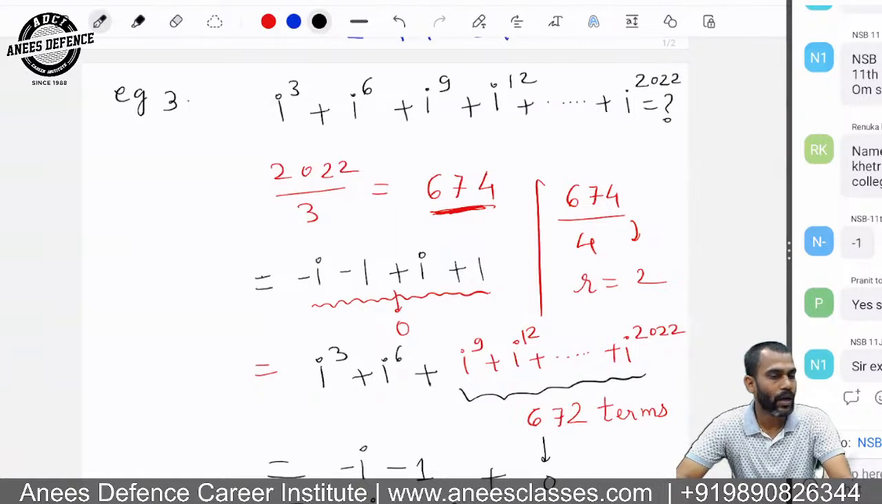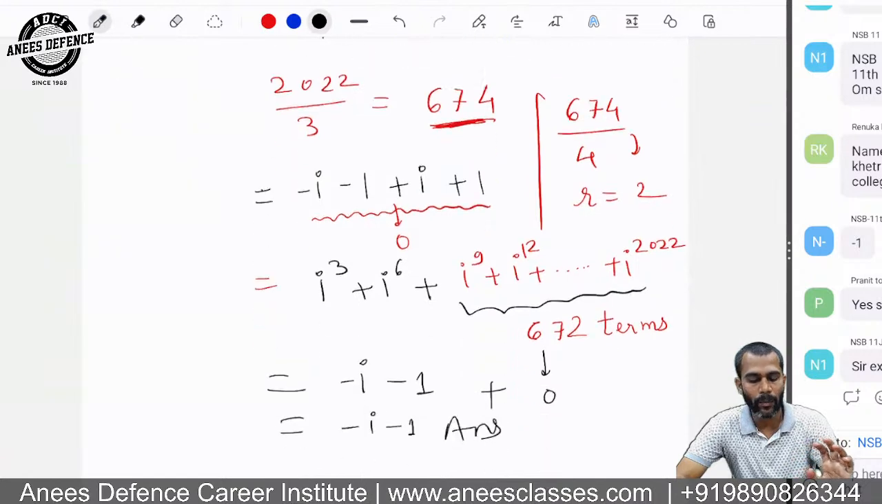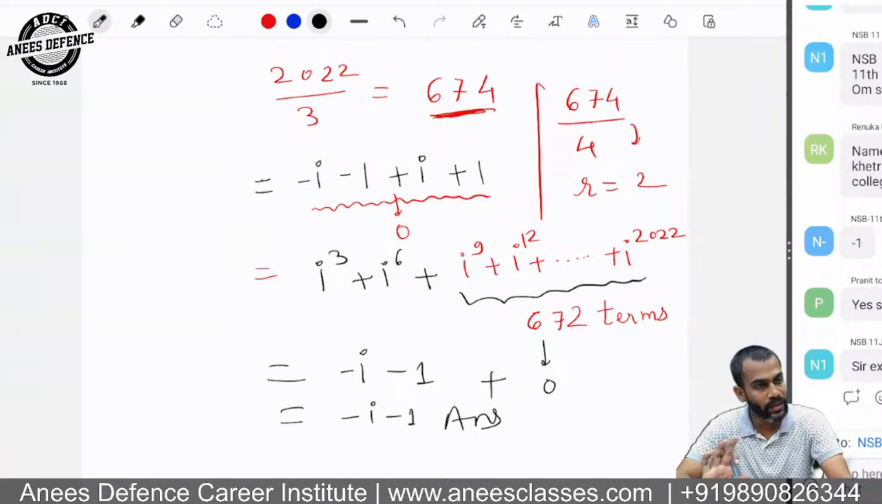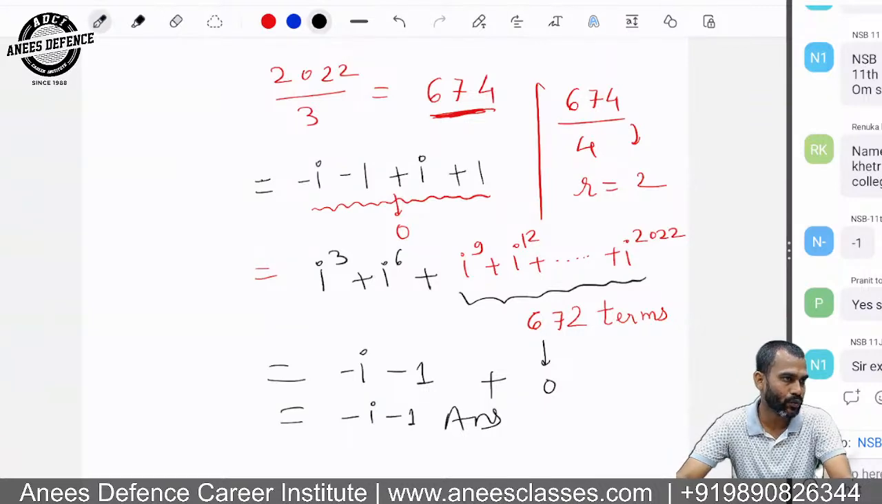So what do we have to do? We have to make sure the number of terms is a multiple of 4. So how many terms do we have to take aside? 2 terms. Why? If you divide 674 by 4, remainder is 2. So if you take only 672 terms, it will give you 0, because the sum of any 4 consecutive terms is 0. So I have to take the first 2 terms aside. The rest of the terms are a multiple of 4. That is why it will give you 0.